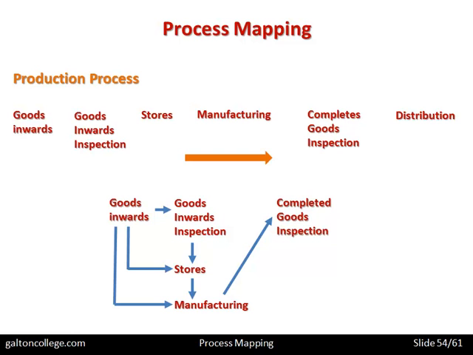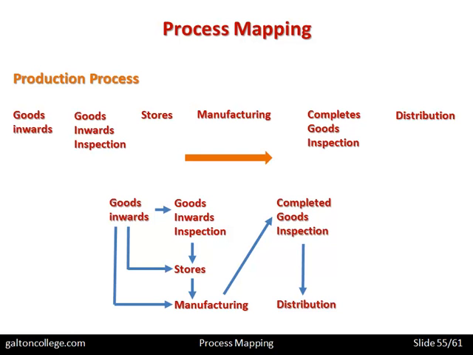And from manufacturing it goes to goods inspection. The completed goods are inspected to see if they're the right quality for the customer. But of course, if total quality management was implemented, then the workers and the managers throughout the production stages would be monitoring the quality as it went through. So perhaps it doesn't need a final inspection. It's been inspected all the way through the production process to ensure it's good quality.